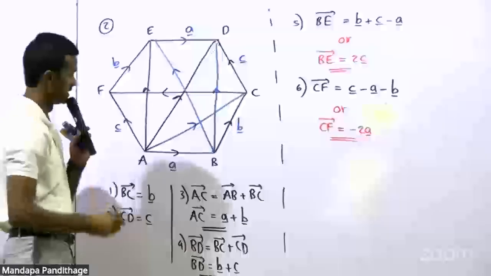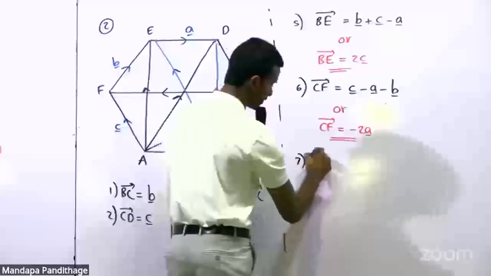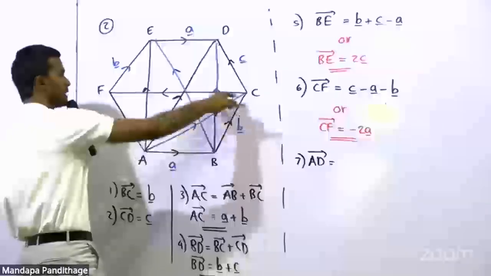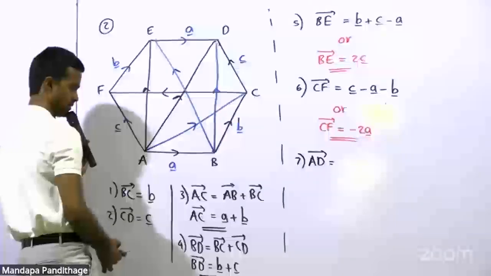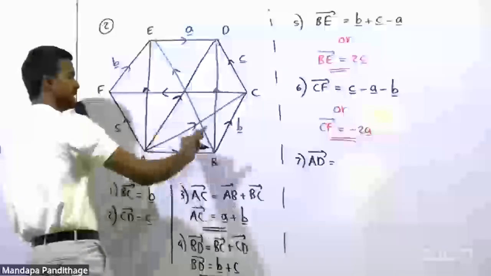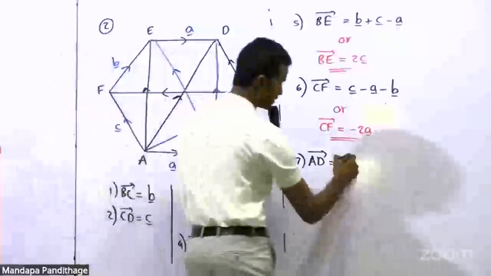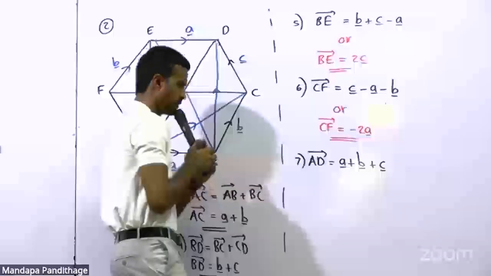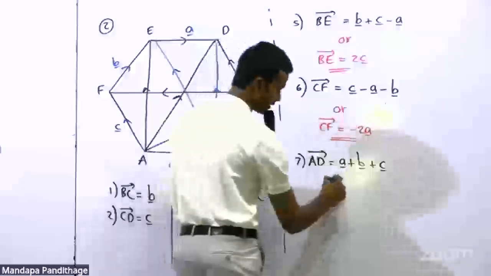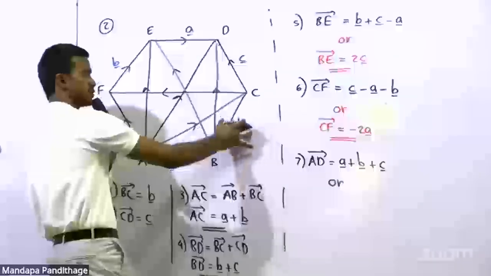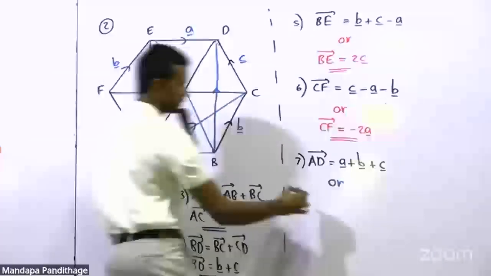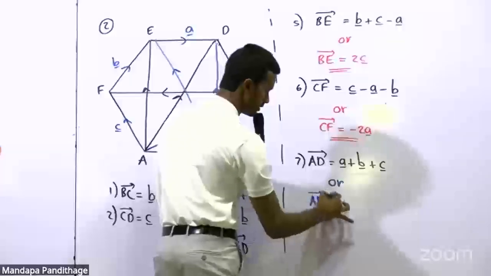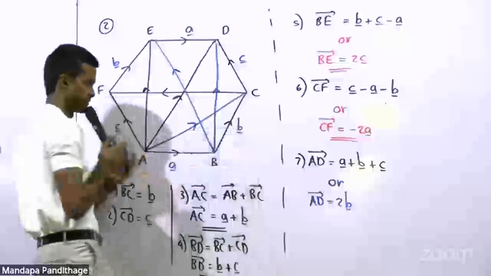Then I gave this additional one, AD. Now it's clear. You can write AD the same way. AD is A plus B plus C. Or even you can write it according to this one. It is twice of this. So AD can be written as 2 times B, because it's twice of this.